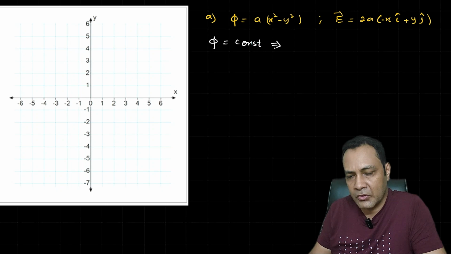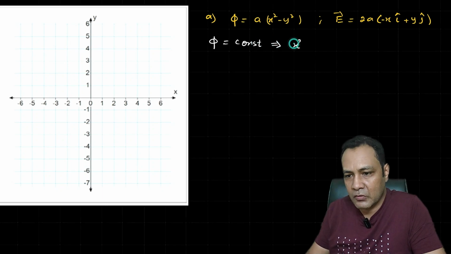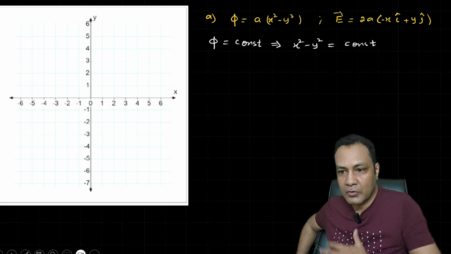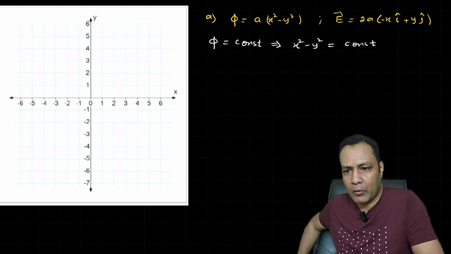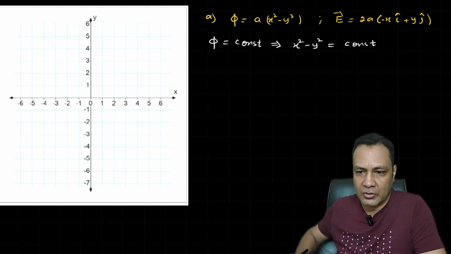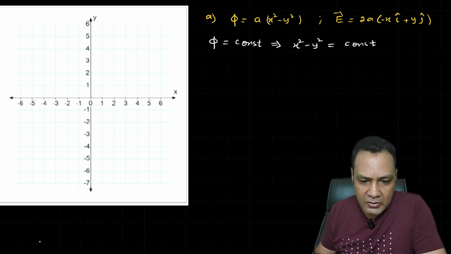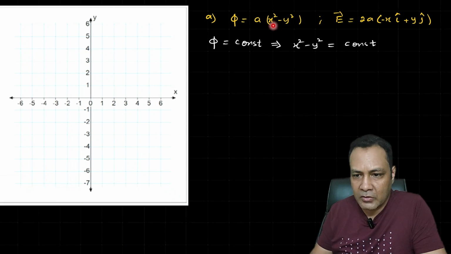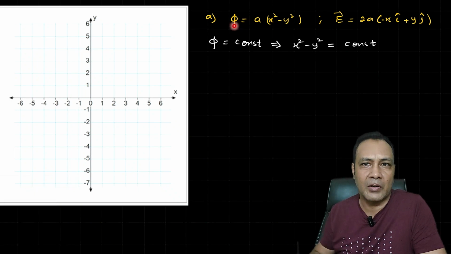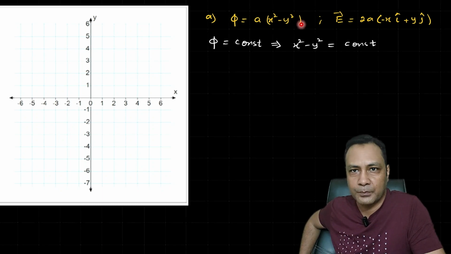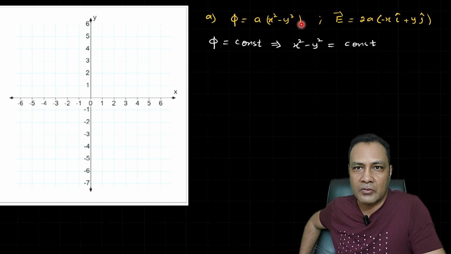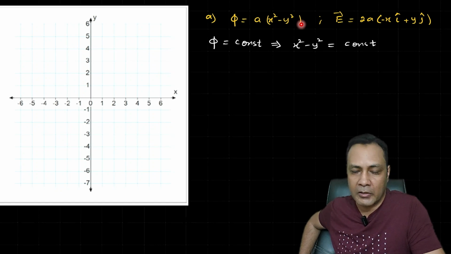So phi is equal to constant would mean x square minus y square is equal to constant, and if I choose a different constant for this expression, I will get a different EPS. So let me plot an EPS which has zero potential. If x square minus y square is 0, that is a zero potential. So obviously, if x square minus y square is 0, the solution would be y is equal to plus minus x. So that will be that EPS.